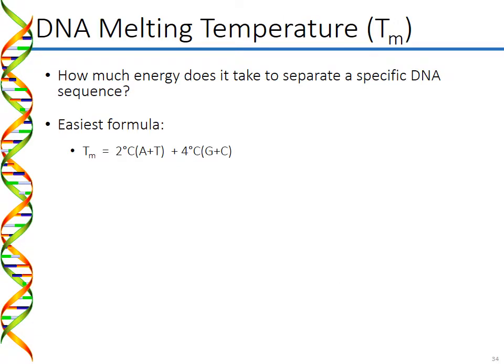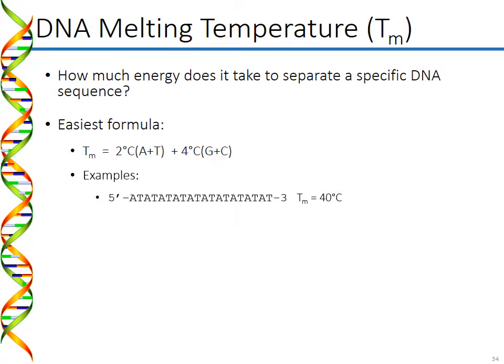Those varying bond strengths have implications on the amount of energy it takes to separate the two strands that comprise a specific DNA sequence. We refer to the temperature at which these two strands separate as the DNA melting temperature, or Tm. We can calculate the Tm using a fairly easy formula of 2 degrees Celsius times the number of A and T base pairs plus 4 degrees Celsius times the number of G and C base pairs.